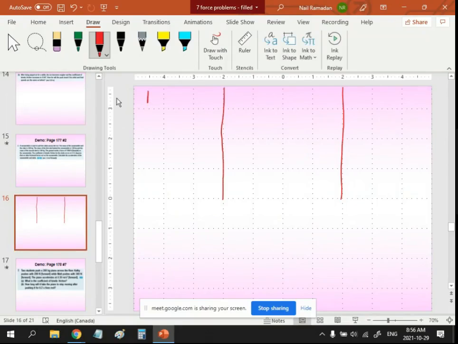Fn1. What should we say first? Y-axis, no motion, means what? F net equals 0, which means what? Fn1 equals Fg1. We need to keep it because we're going to use it.